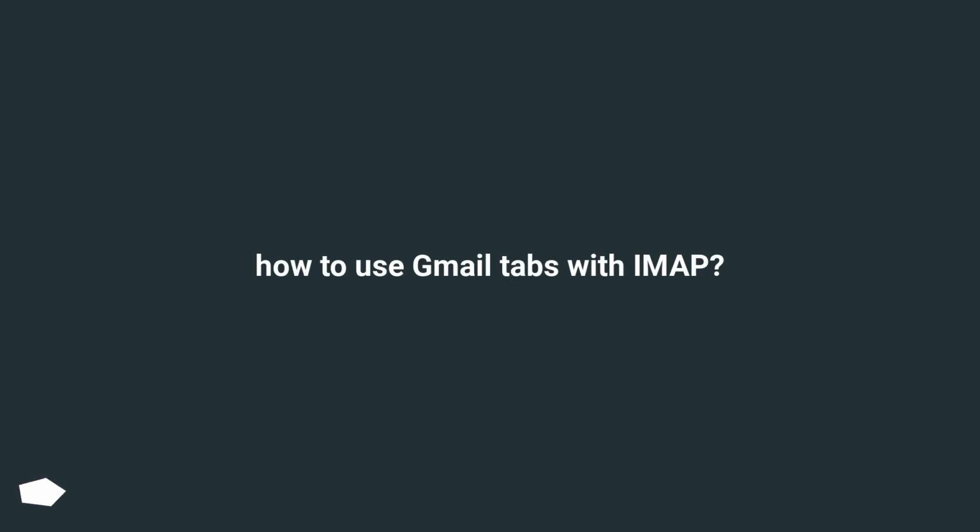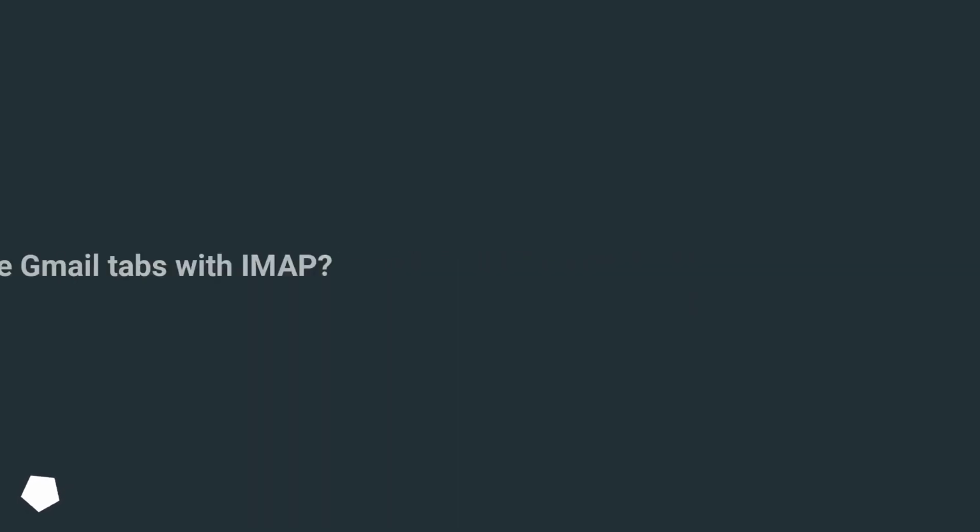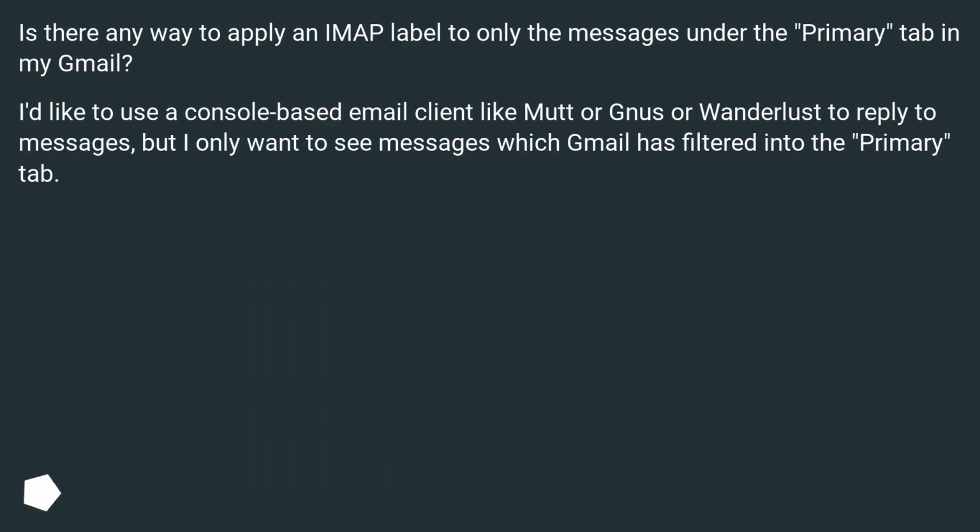How to use Gmail tabs with IMAP. Is there any way to apply an IMAP label to only the messages under the primary tab in my Gmail? I'd like to use a console-based email client like Mutt or gnus or Wanderlust to reply to messages, but I only want to see messages which Gmail has filtered into the primary tab.